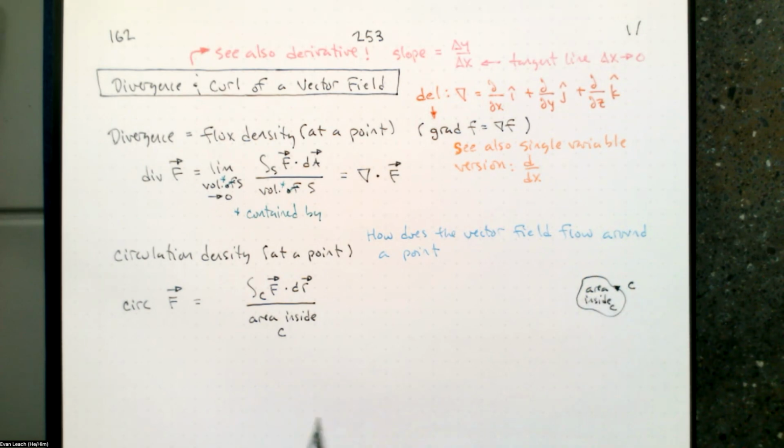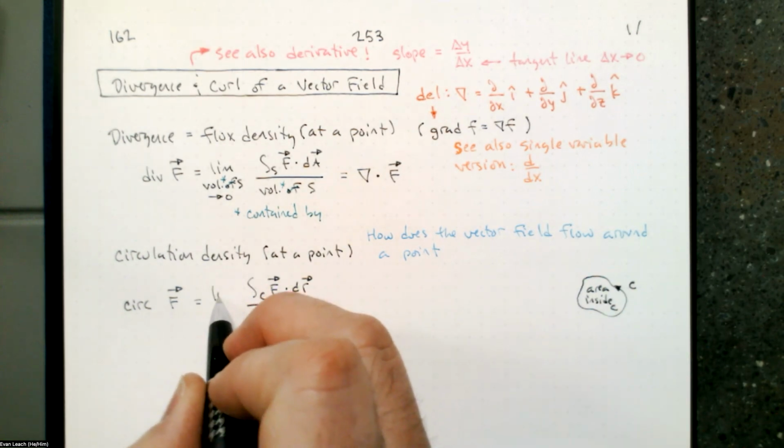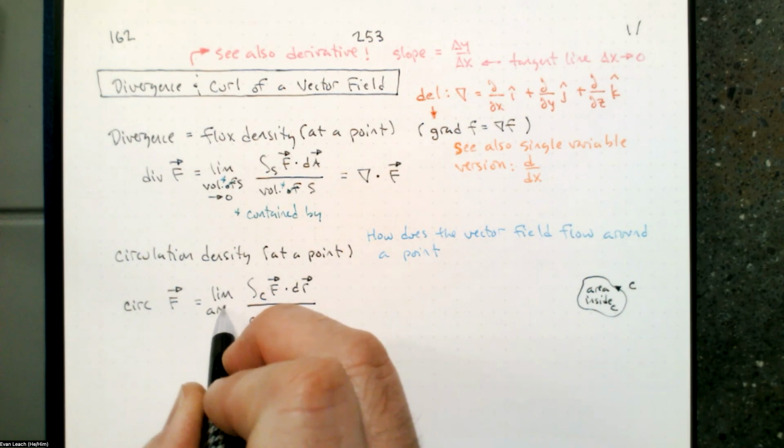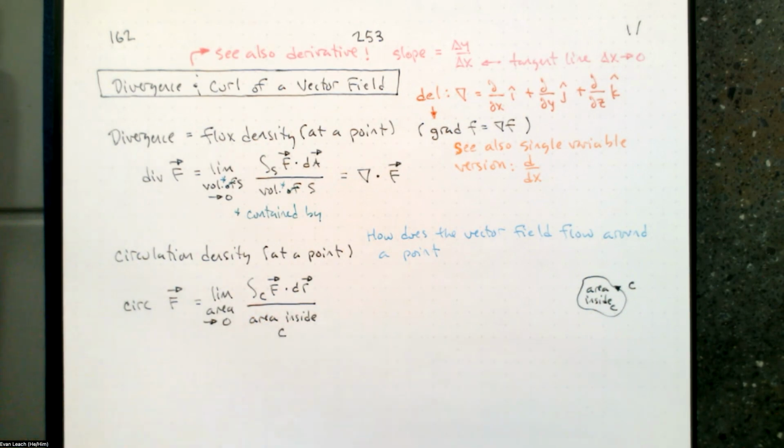I don't know why I made this so small. It's fine. And so this is our circulation density. Instead of taking the flux through a surface near a point and then shrinking the surface down to a point, we're going to take the line integral of the vector field and divide by the area inside C, and then do the same thing that we always do, make it into a 0 over 0 problem by taking the limit as the area goes to 0. So if we have a point, then our line integral will be 0, and our area inside will be 0. We have a 0 over 0 derivative, like we always have.